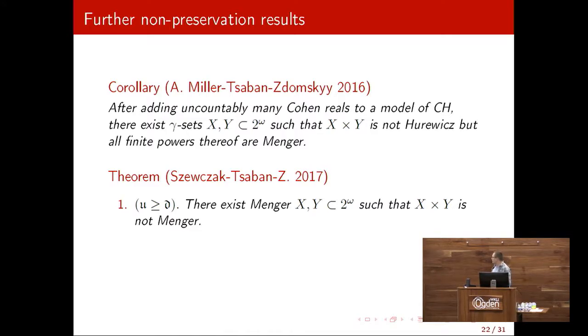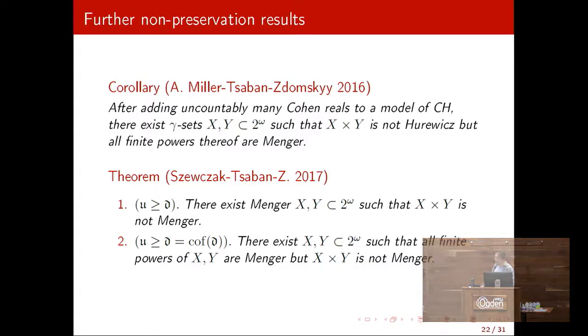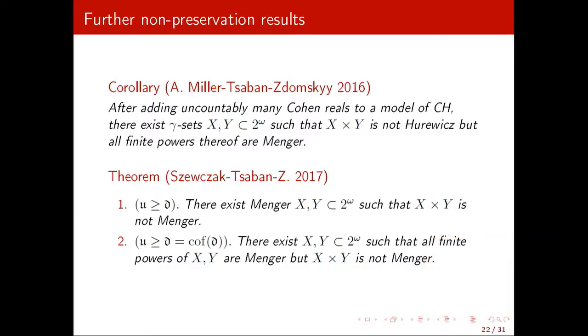Then under U above D, where U is the minimal cardinality of a base of an ultrafilter, the Menger property is not productive. And if you in addition assume that the cofinality of D is regular, you can get X and Y such that all of their finite powers are Menger, but the product is not.